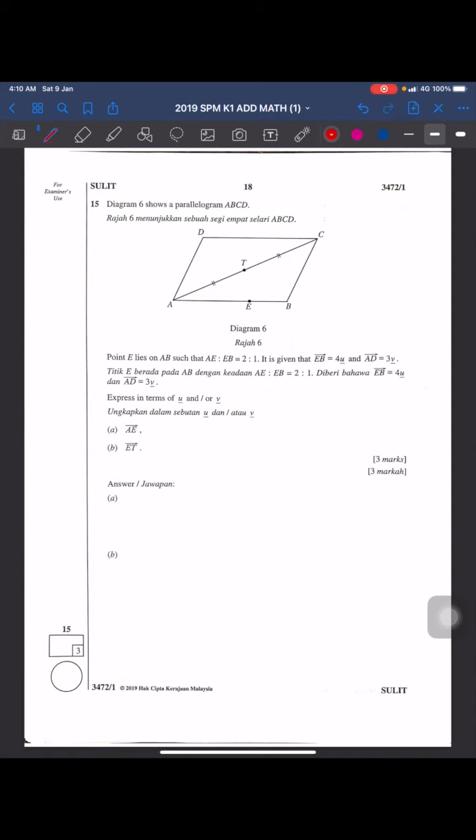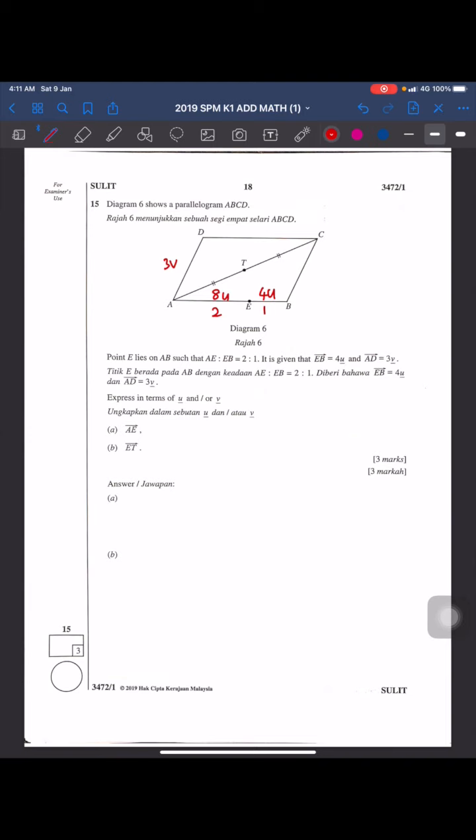Okay, question number 15. Okay, diagram 6 shows a parallelogram ABCD. Point E lies on AB such that AE to EB is 2 to 1. Okay, so 2, 1. It is given that EB is 4U. So this is 4U. So kalau sini 4U, sini 8U. Okay, then AD is equals to 3V. So this is 3V.